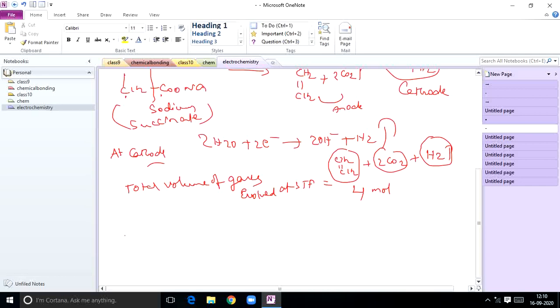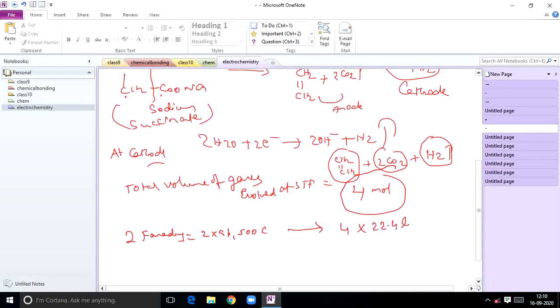So from this, 2 electrons are transferred, meaning 2 Faraday, right? 2 moles of electrons means 2 Faraday, which is equal to 2 into 96,500 coulombs of electricity if you pass. How much volume of gases are evolved there? 4 volumes, 4 moles. 1 mole of gas occupies 22.4 liters, so 4 into 22.4 liters at STP.